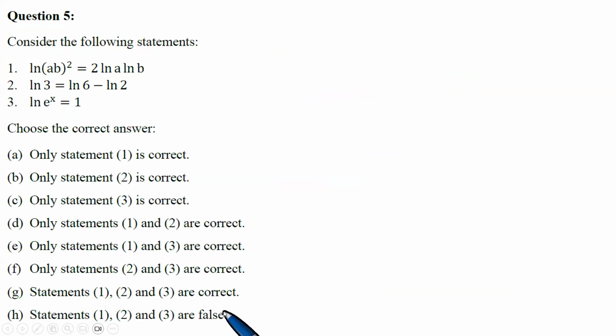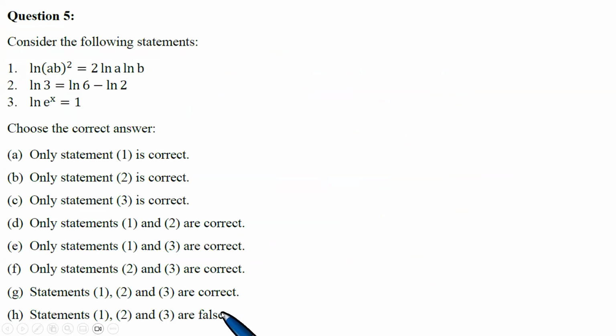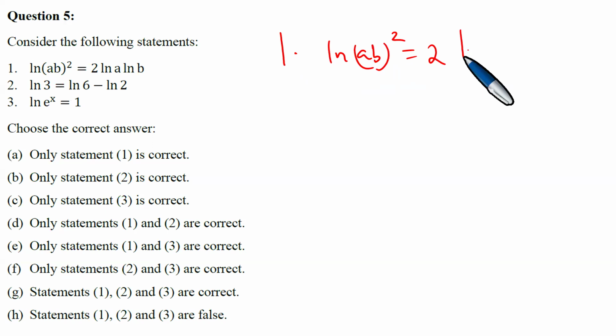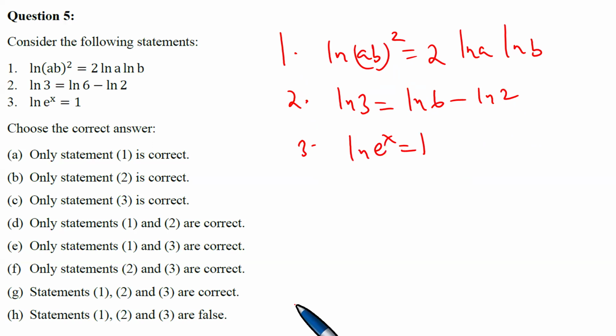We move on. And right, moving on, we consider the following statements. Statement 1 states that the natural log of b squared, for example, is 2 ln A ln B. Statement 2: the ln of 3, is it the same as the ln of 6 minus ln 2? Statement 3: the ln of e to the power x is 1. Is it true or false?